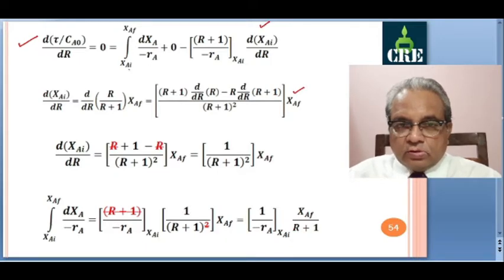Now this integral from XAI to XAF dxa by minus RA I retain. This I transfer to the other side as a plus sign. So plus R plus 1 by minus RA, this R plus 1 by minus RA with plus sign, and this is d dr of XAI. So d dr of XAI we have found out here. This we write here. This R plus 1 and this square term goes. We are left with 1 upon minus RA evaluated at XAI into XAF by R plus 1. So this is what we get.